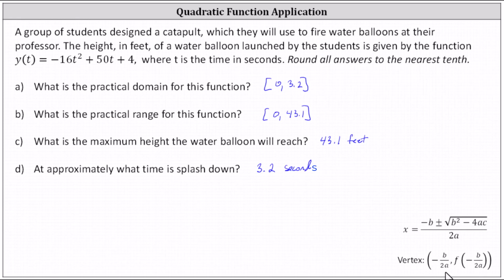But I think using the graph is a nice way to approach this problem because we can analyze the graph and make sense of these values.